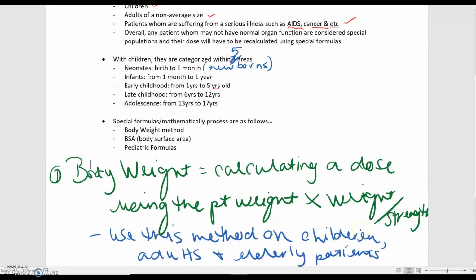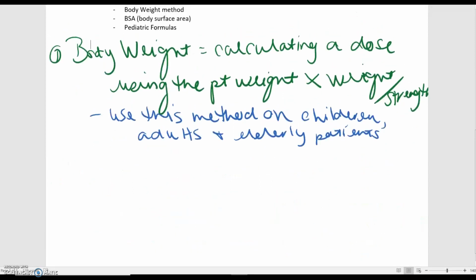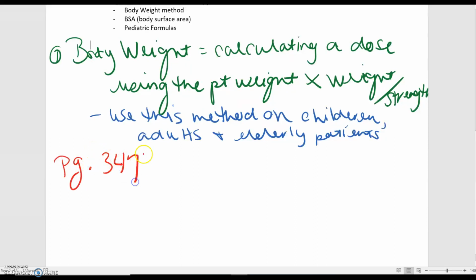Another thing to keep in mind is that the body weight method, as you guys will see within other chapters, doesn't necessarily have to be used for patients that fall in special populations. Some manufacturers use the body weight method for you guys within the pharmacy department to determine the best dose for that patient. I'll give you an example of a body weight method. Turn to page 347. This is example 10-1.